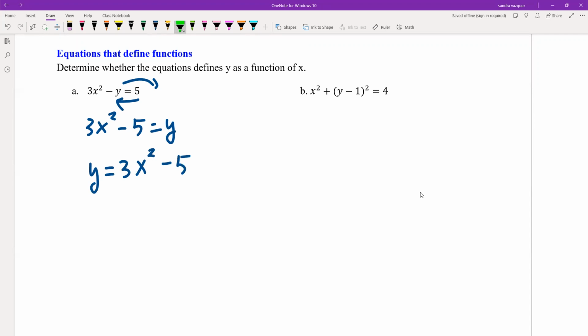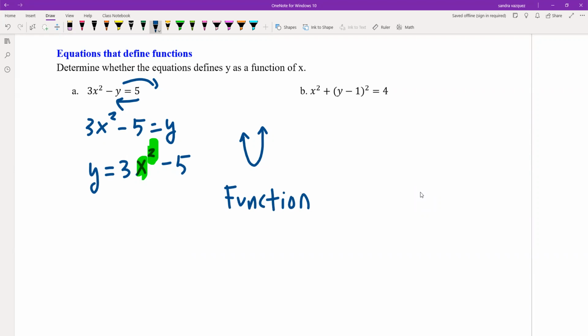And I know, because I told you that I will have an x squared, I know it's a parabola shape. So it's like this. And so it is a function. It does define a function.